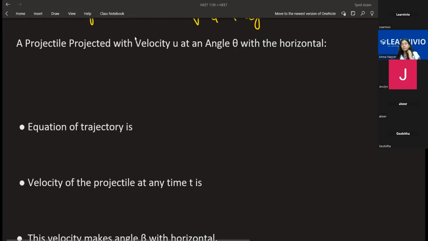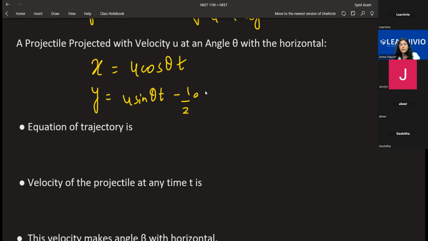Okay, coming to a projectile projected with velocity u at an angle with the horizontal. Before this, we were discussing the projectile projected horizontally, where the angle made with the horizontal is 0 degree. When we are writing the projectile projected at some angle, you have to write two things: firstly, the equation of x-axis, and secondly, the equation of y-axis. For x, you write u cos theta t, which is basically ux multiplied by the time. And for y, you write u sin theta t minus half g t square. These are the two equations, separately along the x-axis and y-axis.